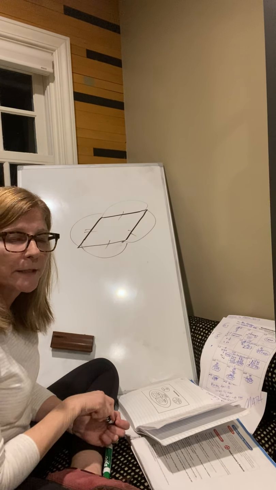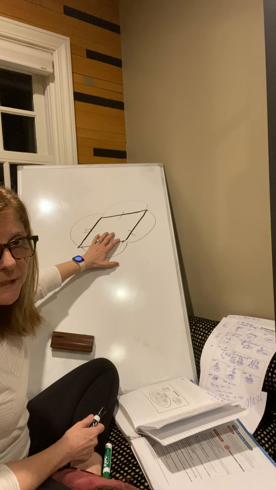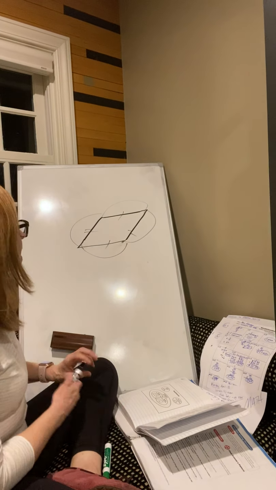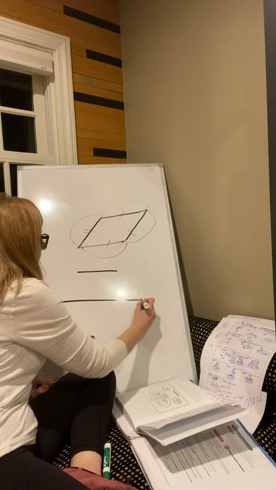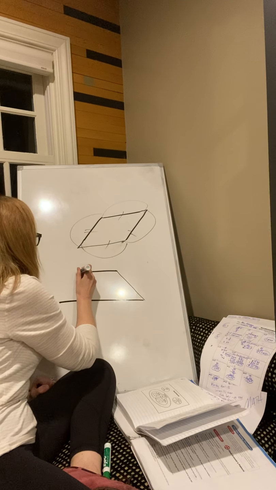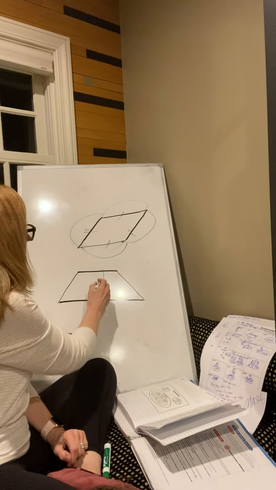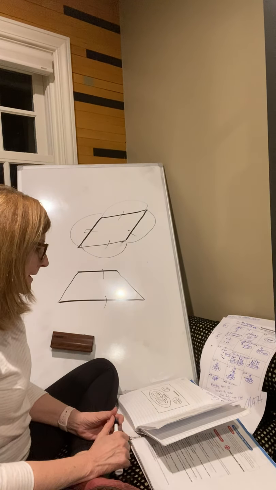Kind of like the square and the rectangle. It's a parallelogram, but all of the sides are equal. A rhombus. Okay? And then what about a trapezoid? It only has one set of parallel lines. Okay? All right.